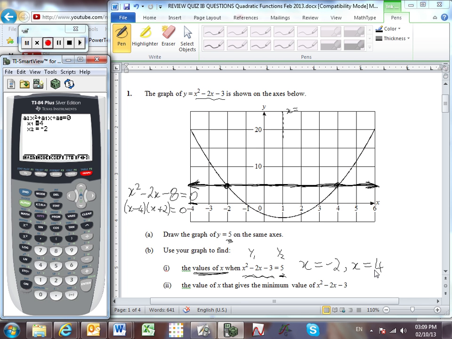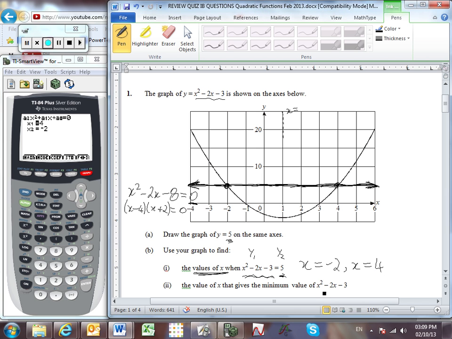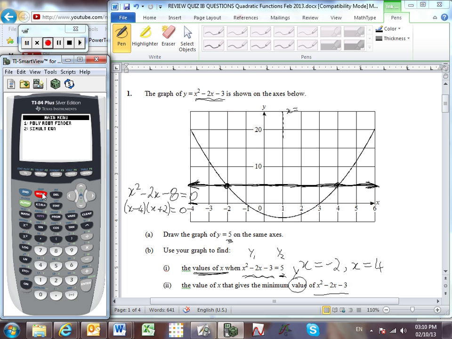Alright, part I, the value of x that gives the minimum value of, you remember that this is the quadratic function that we had right at the very beginning. So that's the parabola. Where is the minimum value? The word value means the y value. So what is the minimum y value when I get to the bottom of this parabola? It's tough to tell by the graph, especially because we know that the graphs are not given to scale. So maybe we should use the calculator to do this.